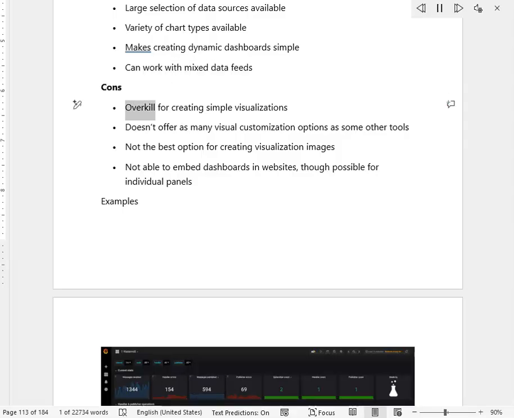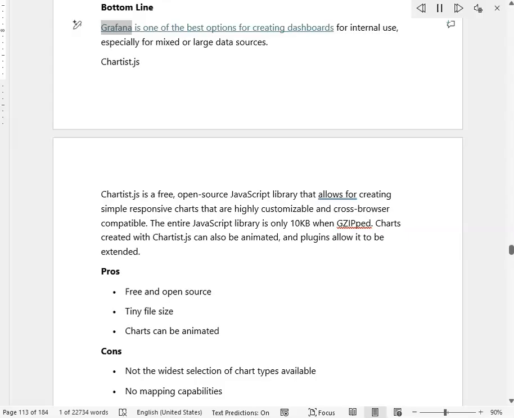Cons: overkill for creating simple visualizations. Doesn't offer as many visual customization options as some other tools. Not the best option for creating visualization images. Not able to embed dashboards in websites, though possible for individual panels. Examples. Bottom line. Grafana is one of the best options for creating dashboards for internal use, especially for mixed or large data sources.